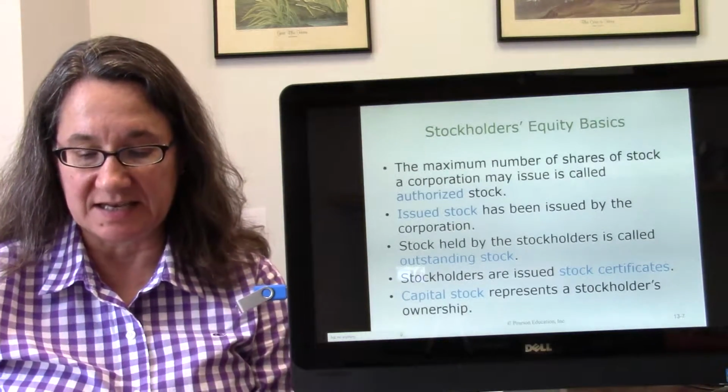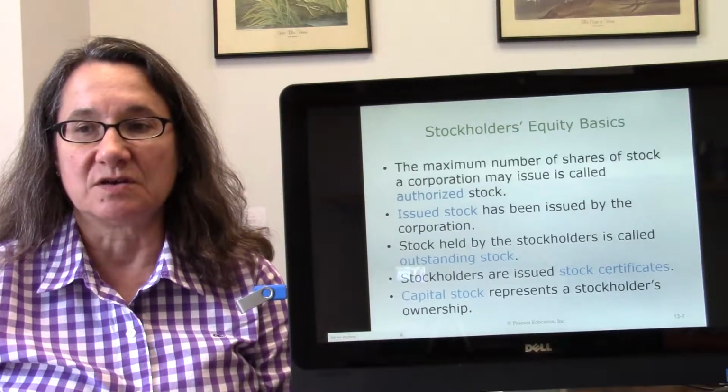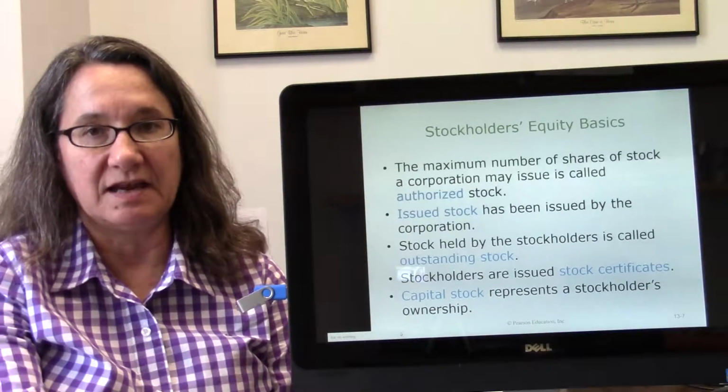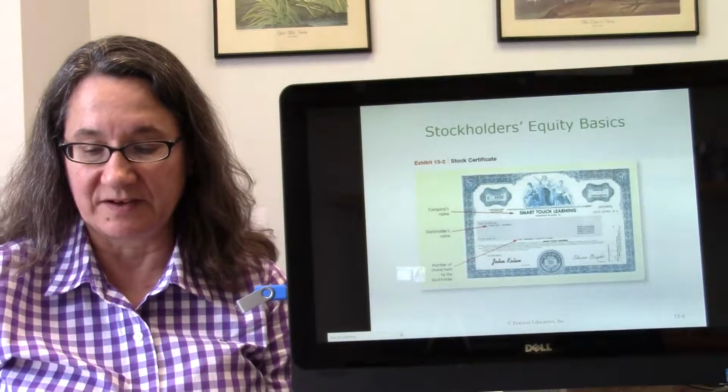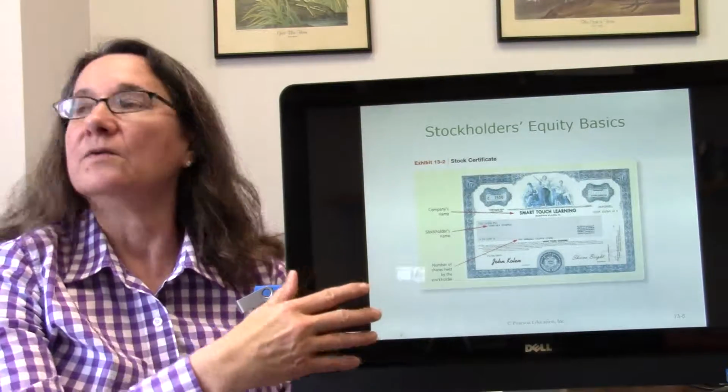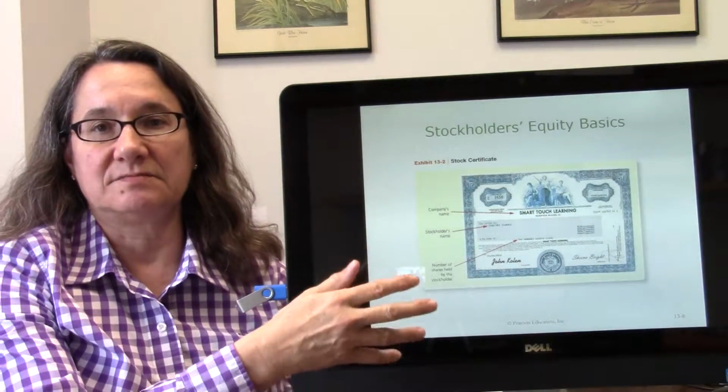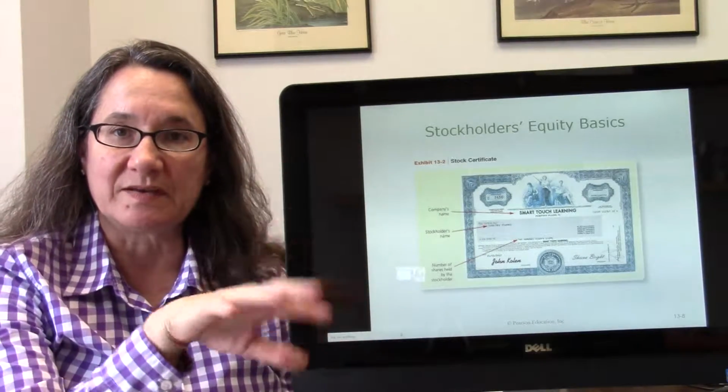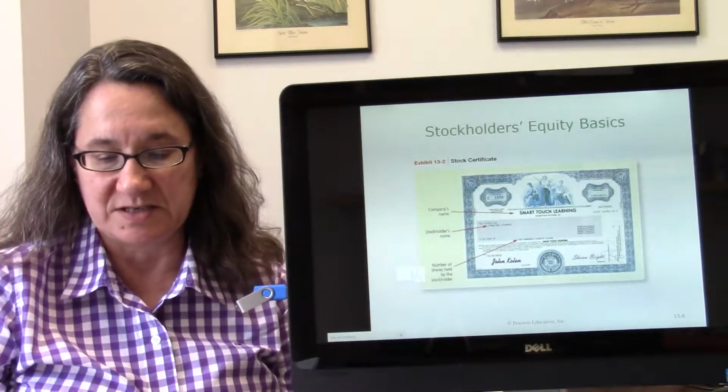Right? Outstanding stock is in the hands of stockholders. So here's the idea of the stock certificate. When a company issues stock, sort of like we did with bonds, there's going to be a piece of paper that says you own these many shares.